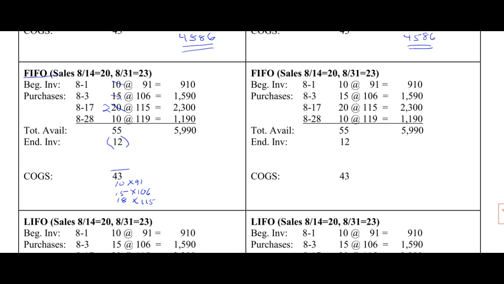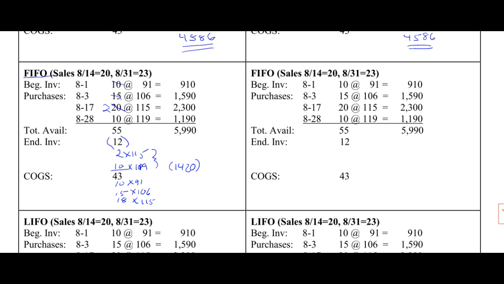What remains is 2 at 115 and 10 at 119. Let's get that right, 119 on that last one right there. So you can add up these, or you can add up these. I think it's faster to add up these. 2 times 115 plus 10 times 119 gives you a total of 1420.